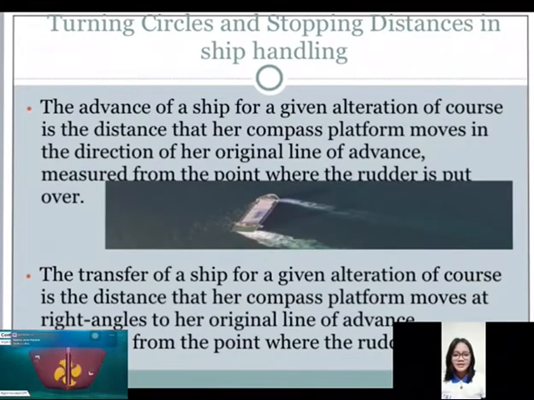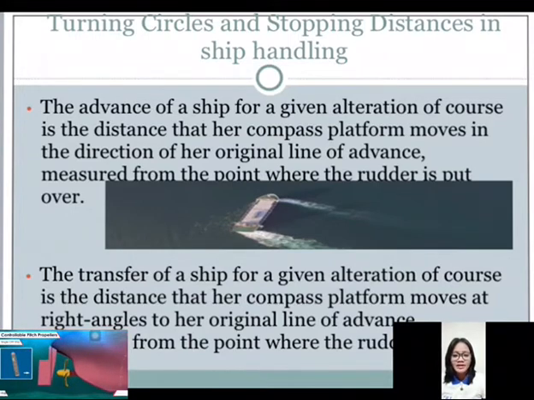Turning circles and stopping distance in ship handling. A turning circle is the radius of the circle about which a vessel turns when steered. The advance of a ship for a given alteration of course is the distance that her compass platform moves in the direction of her original line of advance, measured from the point where the rudder is put over. Stopping distance is the distance which a ship will continue to move after action is taken to stop the engine until the ship comes to rest.